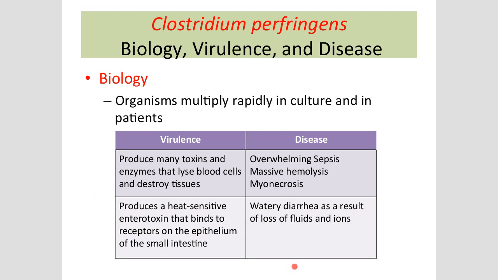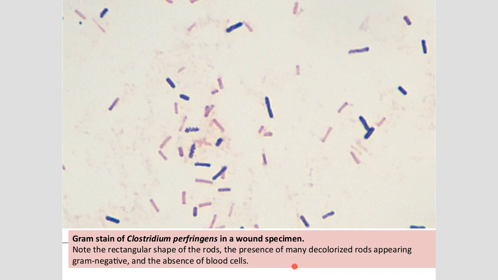They also produce a heat-sensitive enterotoxin that binds to receptors. Remember, we talked about those receptors which are there on the cell surface, and these enterotoxins will bind to them, and then you have watery diarrhea. What will happen in watery diarrhea is that you lose electrolytes and fluids. So you have to compensate for the loss of those electrolytes, especially if it's Clostridium perfringens.